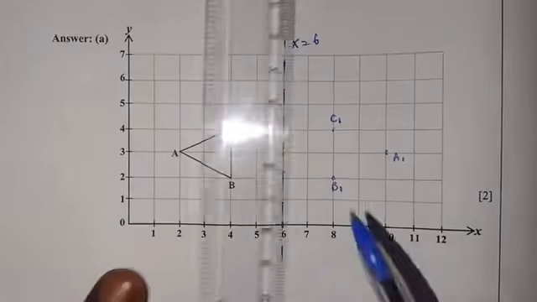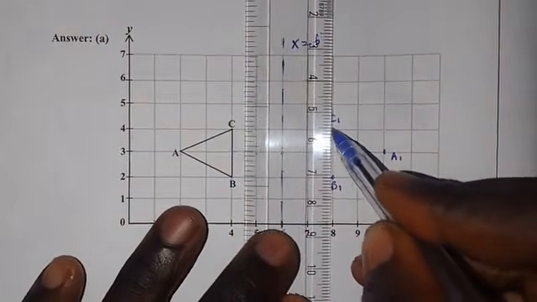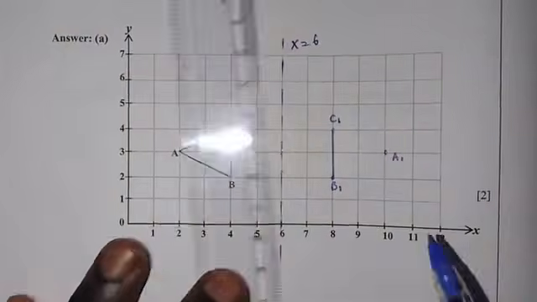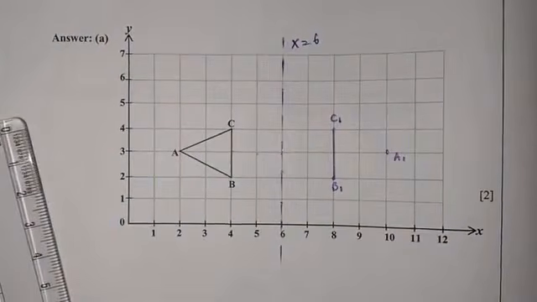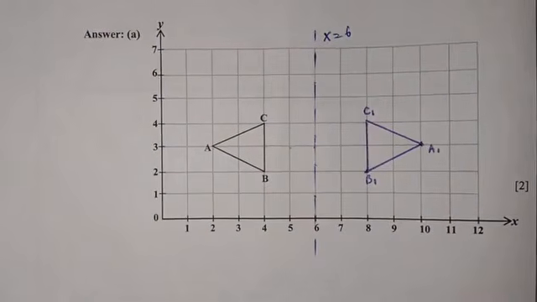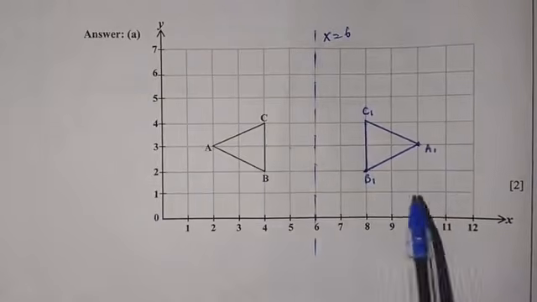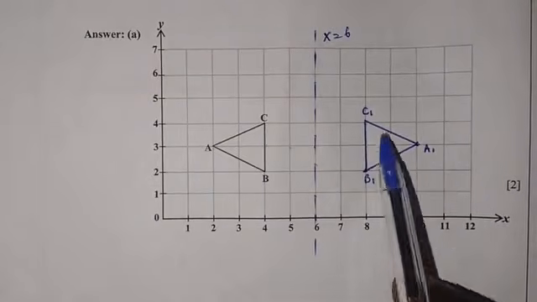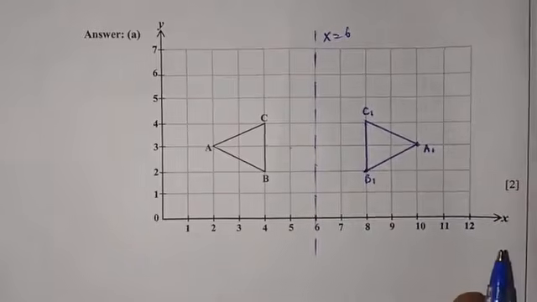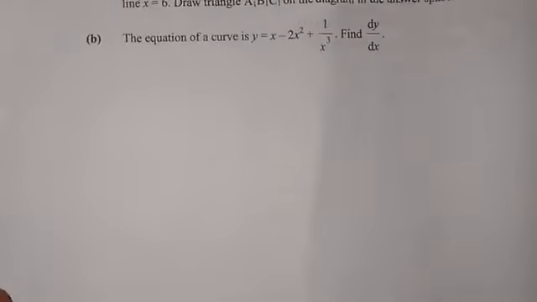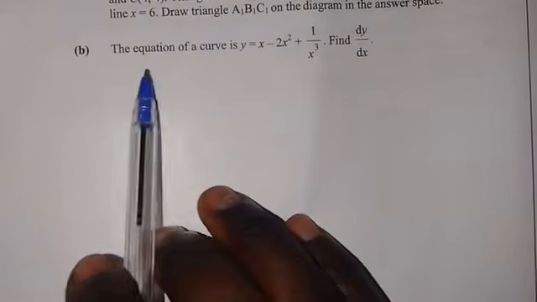So it's just a matter of connecting these points, as you can see. All right, so this is our answer. This is the triangle into which ABC was mapped, triangle A1, B1, C1. So we have answered our question A. Let us now move on to our question B, which is this one.